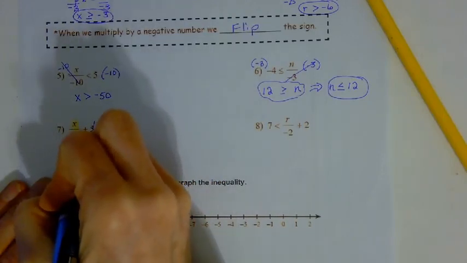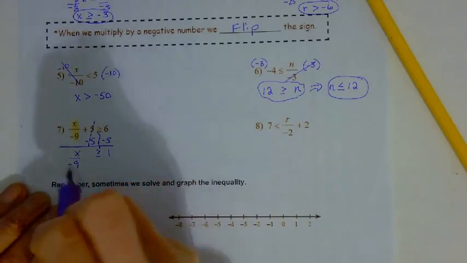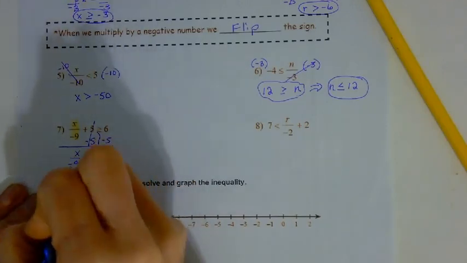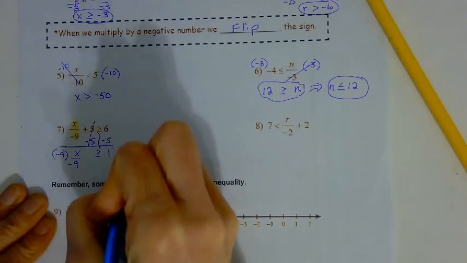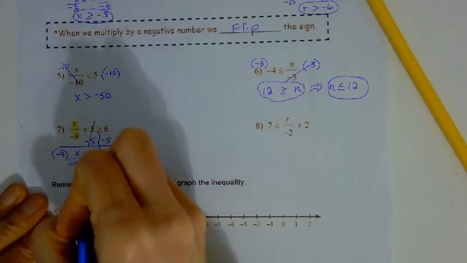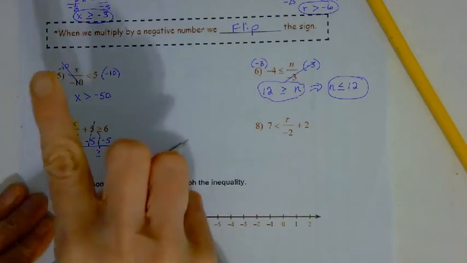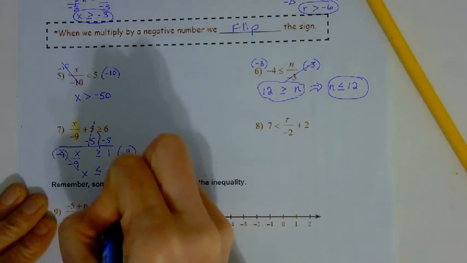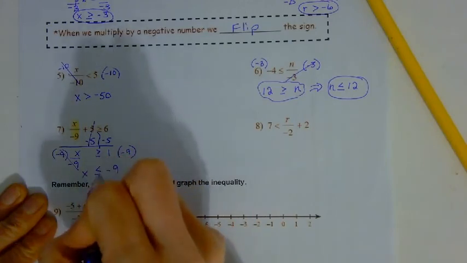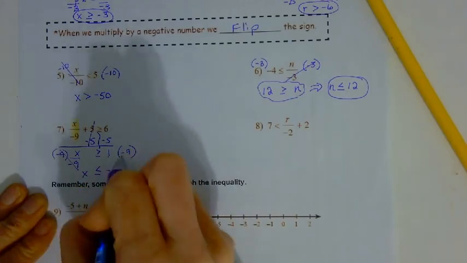It's being divided by -9, so we'll multiply by -9 on both sides. And that's going to give us x. But we multiplied by a negative, so we need to flip the sign. So instead of greater than or equal to, it's less than or equal to. And then 1 times 9 is 9, and it's a positive times a negative, so it's negative. That's our answer.